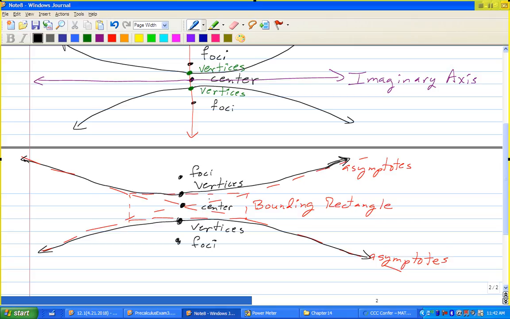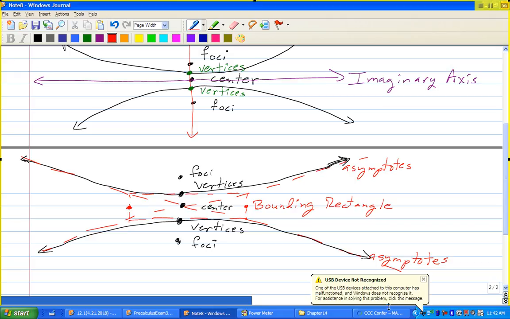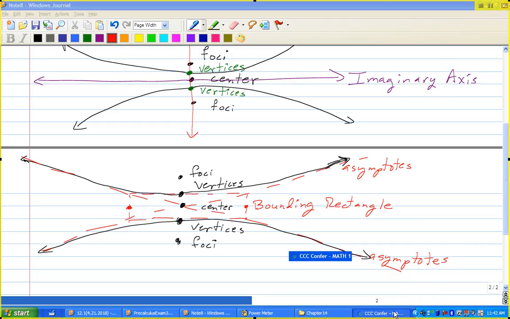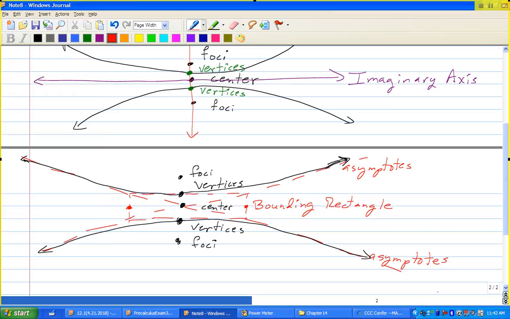You also have some imaginary vertices. I'll put them along here, along the imaginary axis. Okay, so this is what a hyperbola looks like. Let me just check this for one second. Okay, that seems to be okay. And of course, this is your hyperbola.